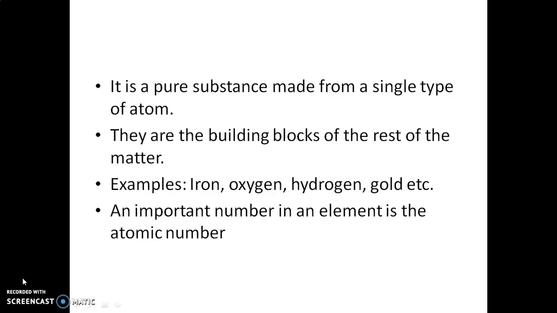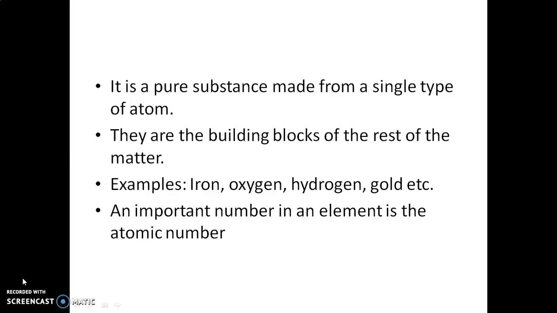We are not going into the details of compounds because that you would be studying in grade 8. But as of now, you're just supposed to know basically what elements are. So I'll give you some examples. You can take any other examples that you find. But iron, oxygen, hydrogen, gold, all these are examples of elements.